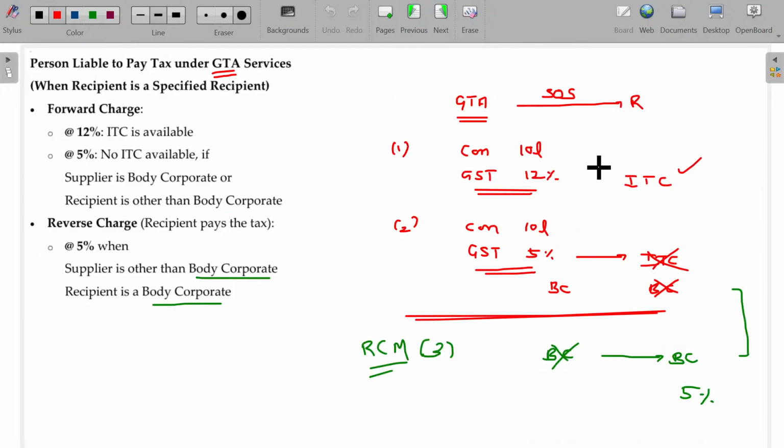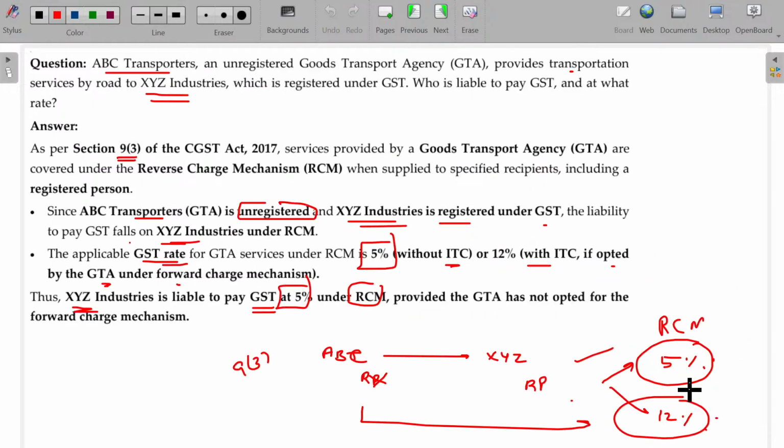This 12% will be applicable only under which method? Forward charge, but forward charge is applicable without ITC. Here we don't claim the ITC. Clear? If the GTA has not opted for the forward charge, or is unregistered, definitely forward charge will not be applicable.